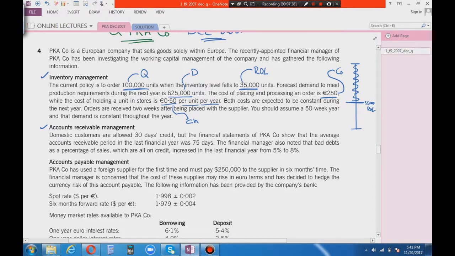Orders are received 2 weeks after being placed with the supplier. Okay, so once you place the order, then you get that order within 2 weeks. This is what we call lead time.